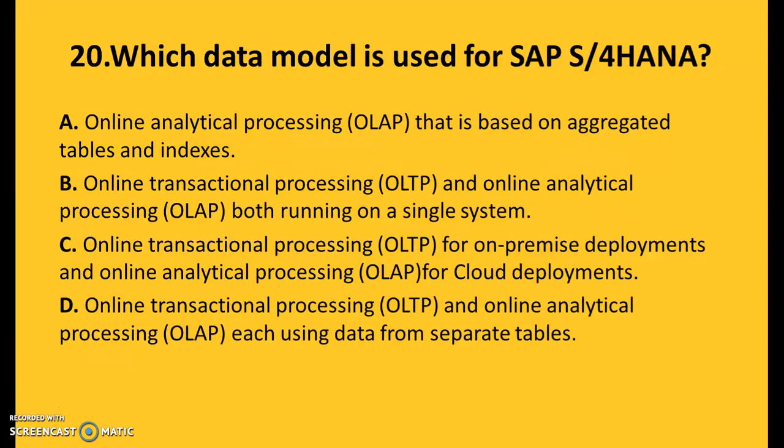Which data model is used for SAP S/4HANA? Is it online analytical processing based on aggregated tables and indexes? Online transactional processing, popularly called OLTP, and OLAP both running on a single system? Or OLTP for on-premise deployments and OLAP for cloud deployments? Or OLTP and OLAP each using data from separate tables? Which one is true for the data model used in SAP S/4HANA? The answer is B: OLTP and OLAP both running on a single system.